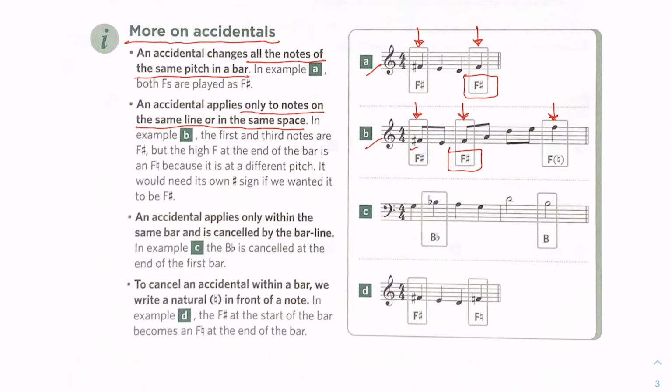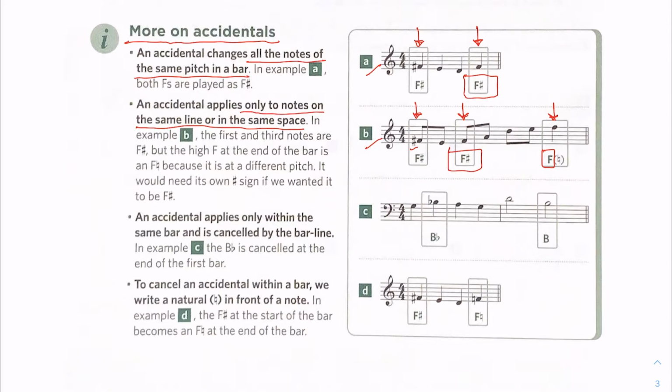This F is written on the fifth line, or the top line, instead of the first space. So it is not in the same place. So the pitch is different. This F is to be played as just F. If we need to play an F sharp, or if it has to be played as an F sharp, a sharp needs to be placed in front of this F.